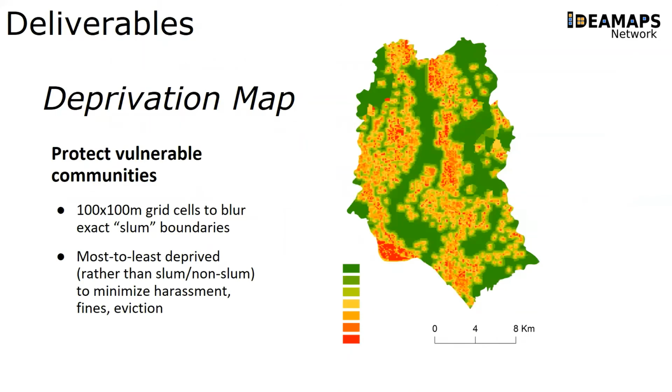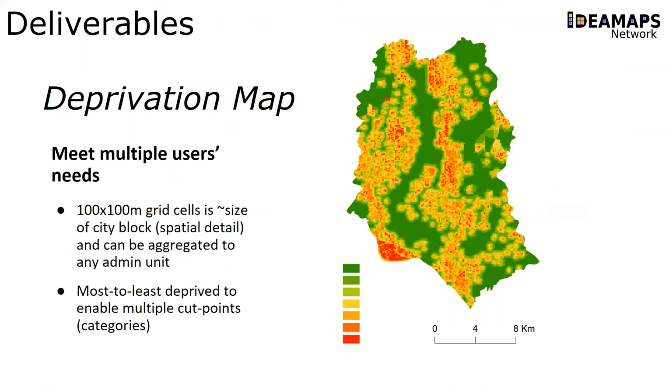The main deliverable that we're working toward is a city-level map of deprivation that foremost protects and empowers vulnerable communities. The output will be of 100 by 100 meter grid cells that blur the exact boundaries of communities that do not wish to be identified. Deprivation will be mapped on a scale from most to least deprived, again, preventing the delineation of exact boundaries so as to minimize risk of harassment, fines, or eviction.